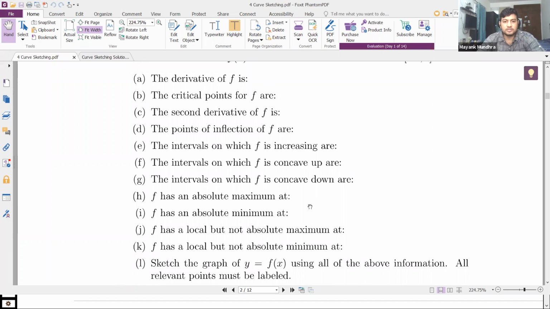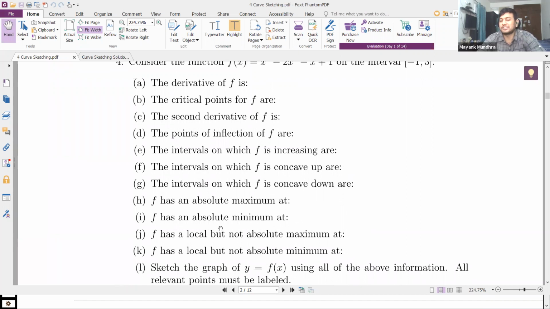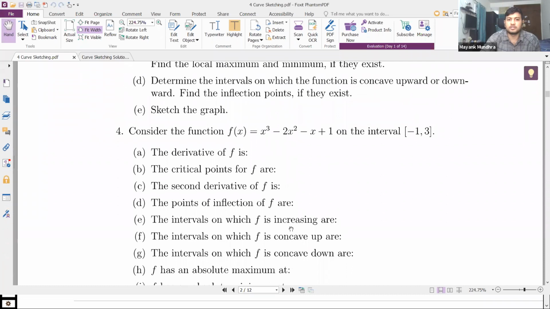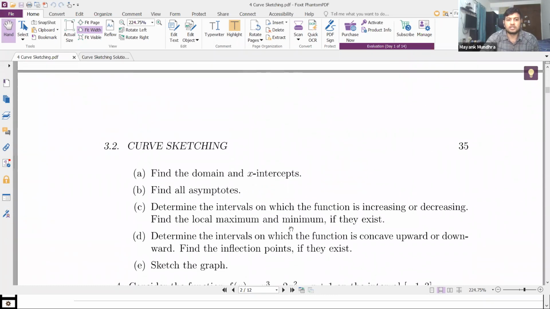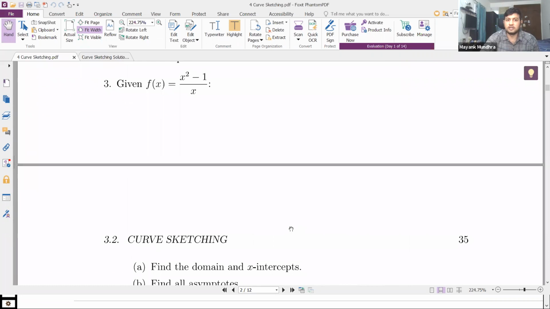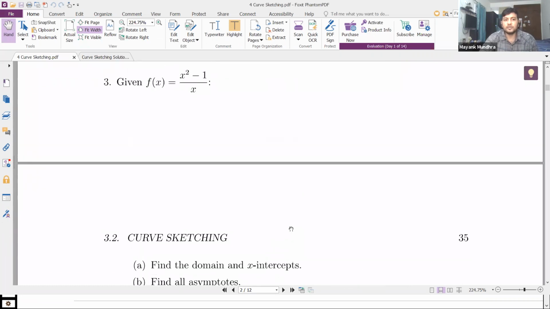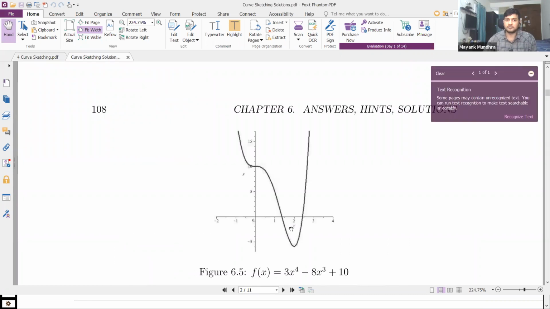Concave up, absolute maximum. Okay, absolute maximum and absolute minimum, these are your global maximum and global minimum. So if you get multiple local minima, then you have to substitute the values and check which of these minimas is the lowest. So that will give you the absolute minimum, and similarly absolute maximum. Okay, so let's do question number 3, that is asking all asymptotes. So let's do question number 3, x square minus 1 by x.